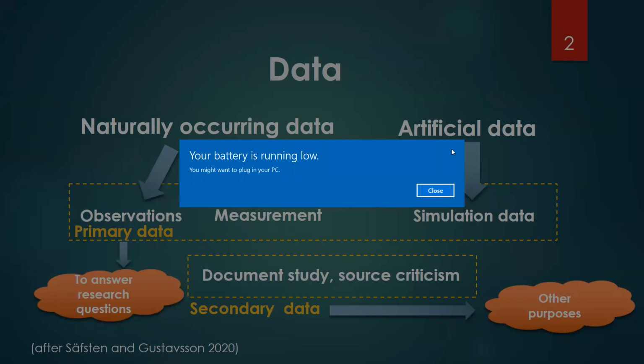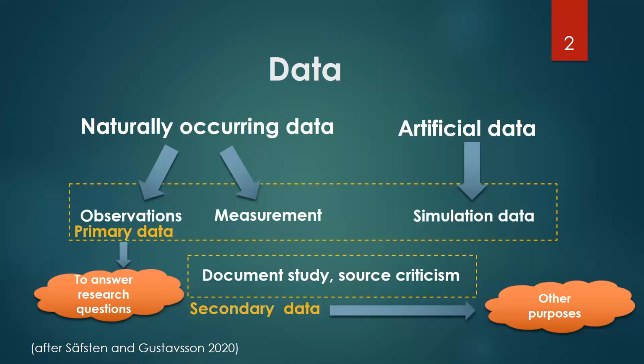and another type of data. Naturally occurring data, we have measurements and observations, and artificial data, which are based on simulation. These types of data are based on, at this level, we start to come to observation, measurement, or simulation. They are called primary data, and they are collected to answer the research questions.